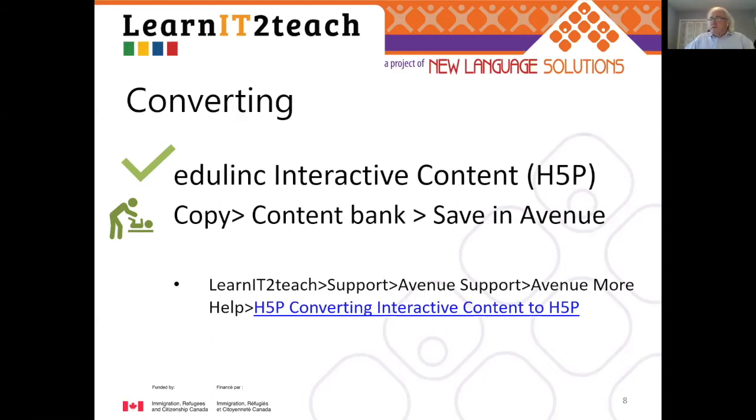Okay, so when we're talking about converting H5Ps from the edulink interactive content, basically you go in and see the change icon. I couldn't find a better change icon than somebody changing a baby. You would go into the interactive content H5P, click on copy, go to the content bank, create a new one, paste the content from the interactive content H5P, and then save it in Avenue.